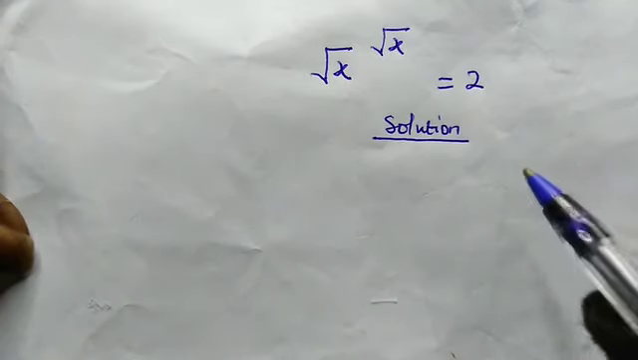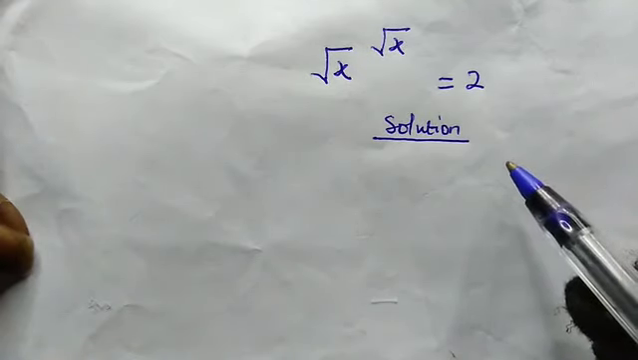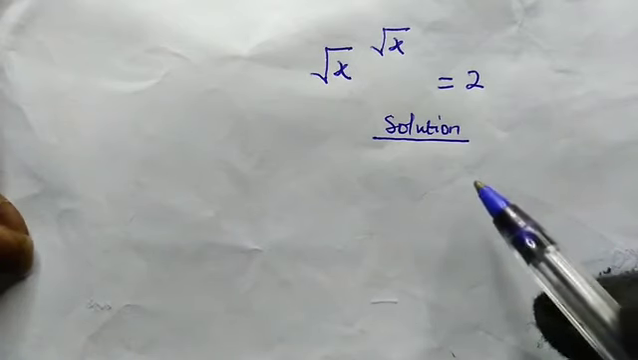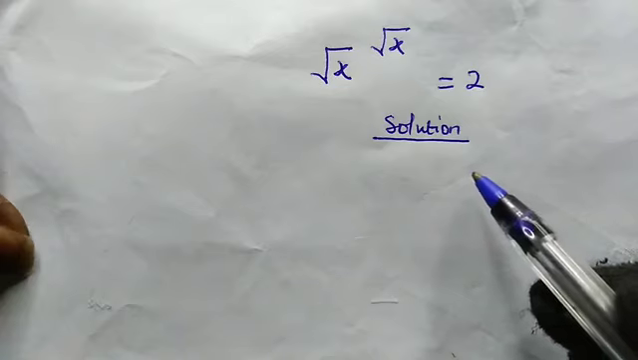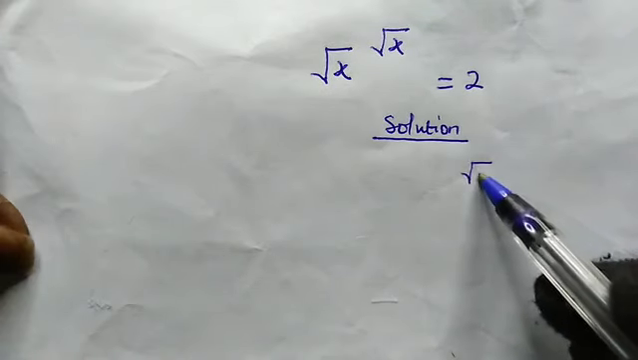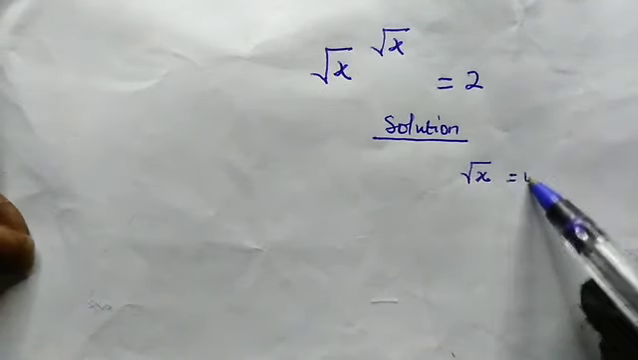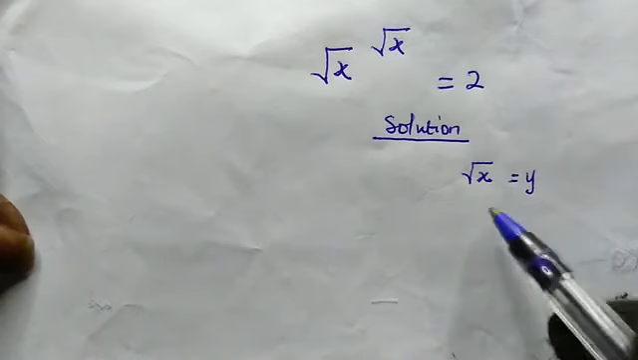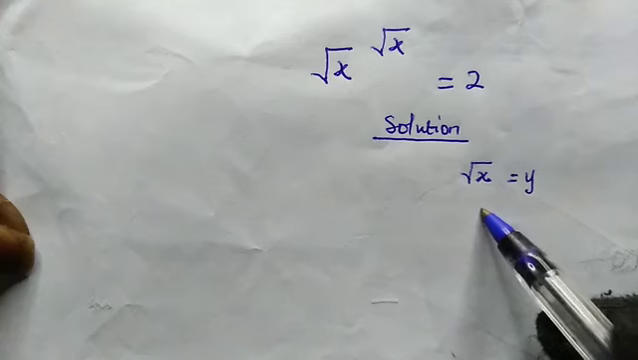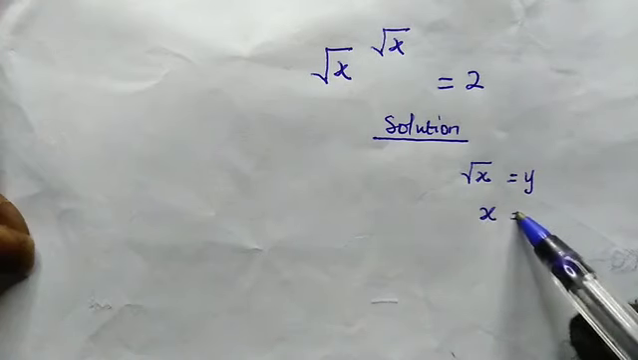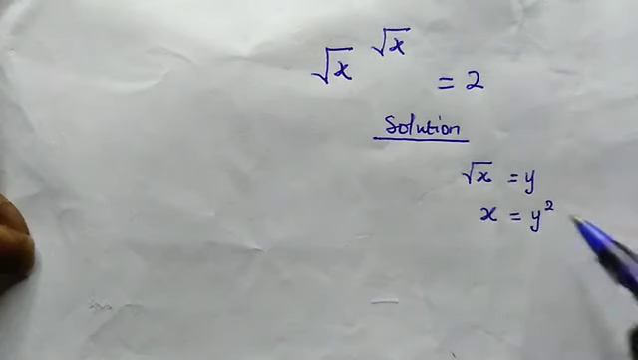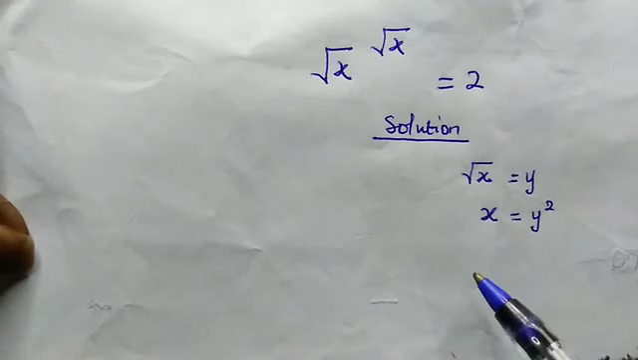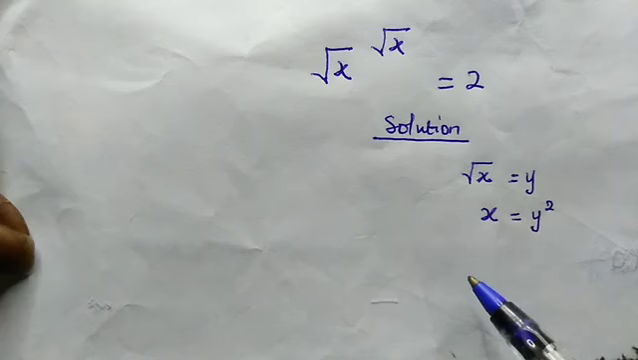But before we proceed, let us make the following substitution. For my substitution, I'm going to let square root of x equals y. Obviously, if we square both sides of this equation, we have x is equal to y squared. So my target is to solve for y squared because that will give me exactly the value for x, right?